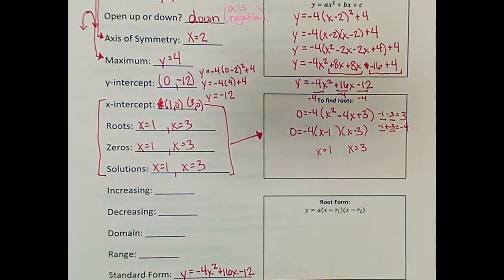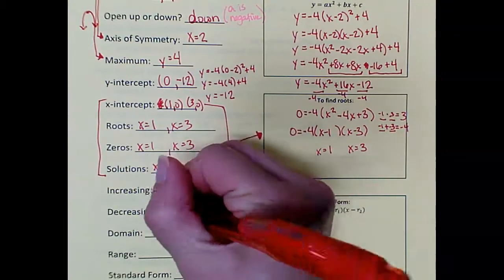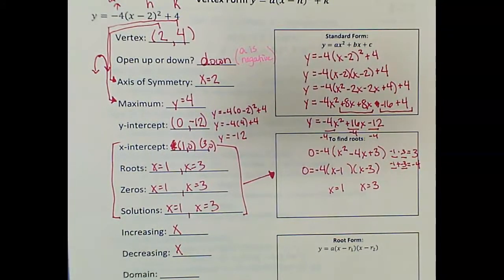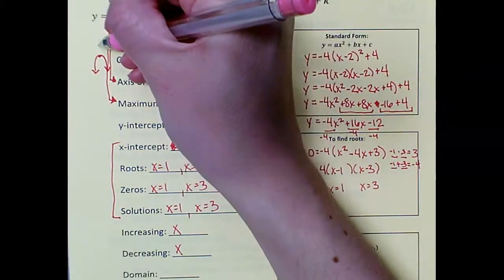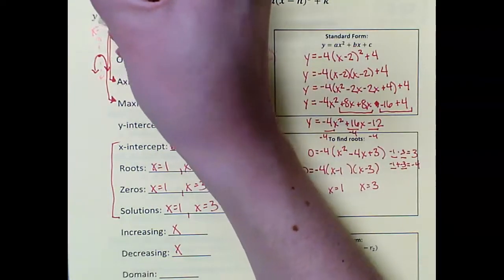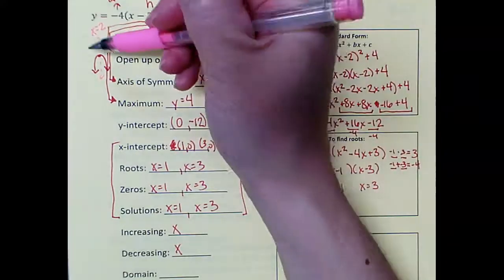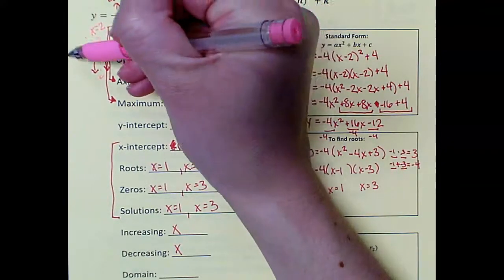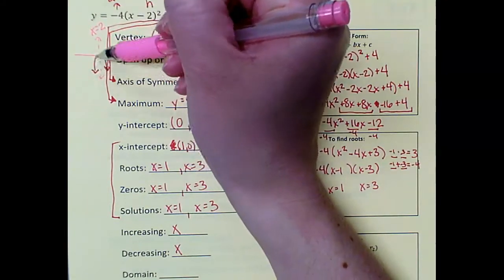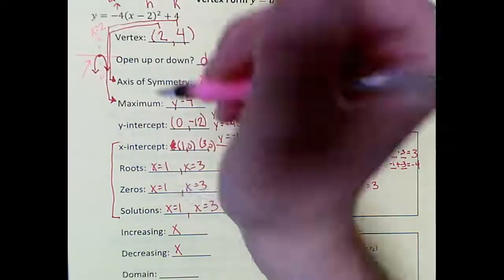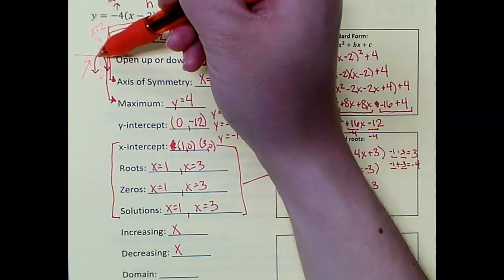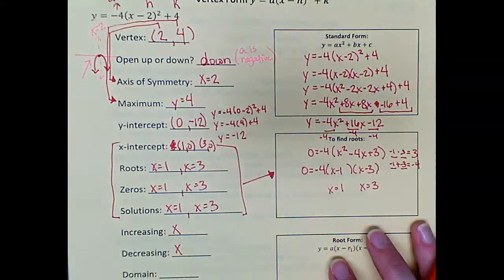Remember that for your increasing and decreasing intervals, we talk about the x values that the graph is increasing or decreasing. I'm going to go back up and look at my little sketch here. Remember that the axis of symmetry was x equals 2. So what's happening on the left side of x equals 2, all the values of x that are less than 2? What's happening to this graph here? From left to right, it's going up, right? So that's the increasing interval. It's all the x values that are less than 2, to the left of 2.